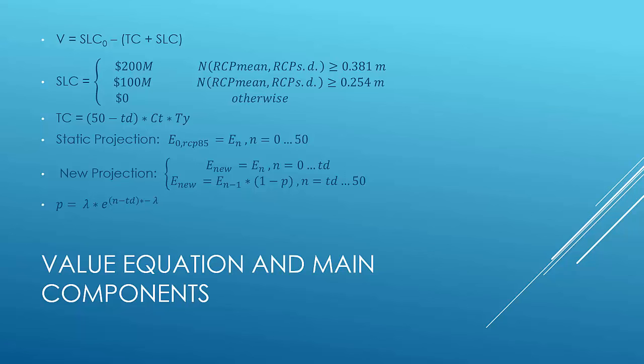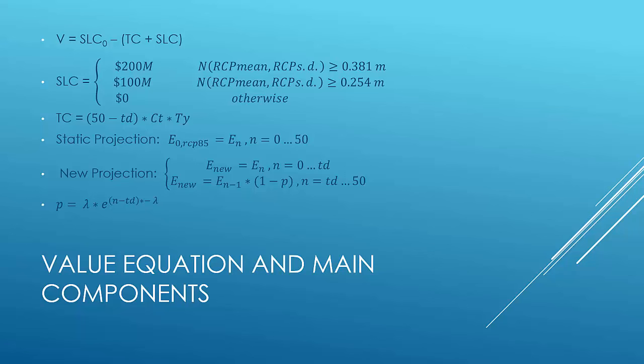Here are some details behind my value function and main components of the value function. Basically, I'm taking an initial sea level cost and subtracting a future sea level cost in a future where a tax is in place from that to find a cost savings amount in US dollars.